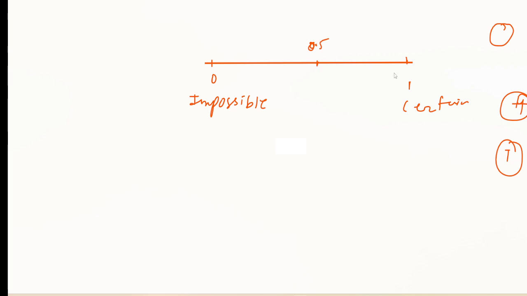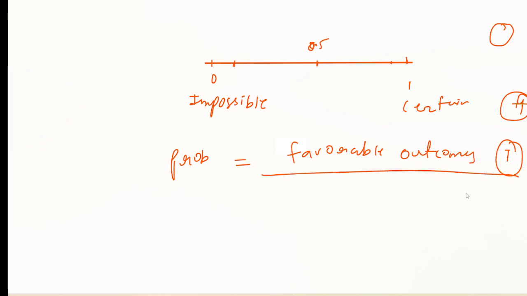So this is how it ranges. If it is very likely, then it would be close to 1. If there are very few chances, it would be close to 0. Okay, so to find the probability we use a formula. Probability is favorable outcomes divided by total outcomes.